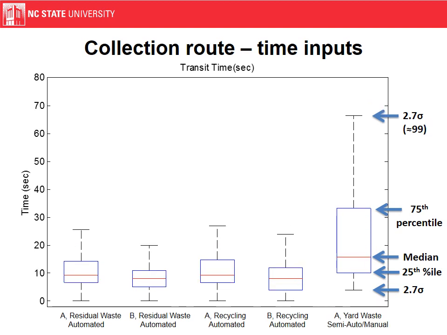The next chart is very similar. This just shows the time between each stop. And of course, this would only be applicable for a similar city A or city B that had a similar distance between houses. And all of this data was collected for a single family residential collection sector.